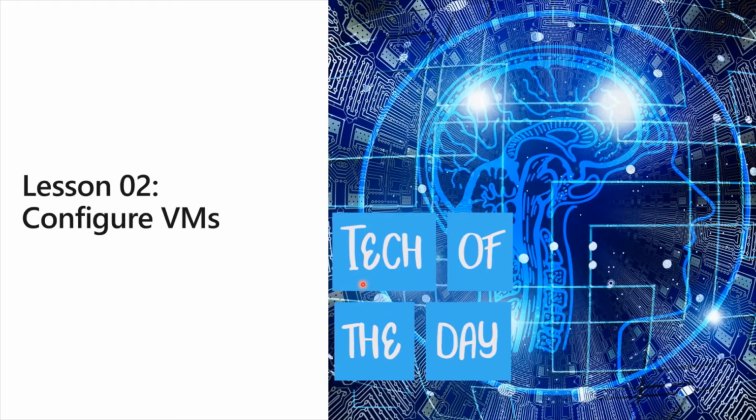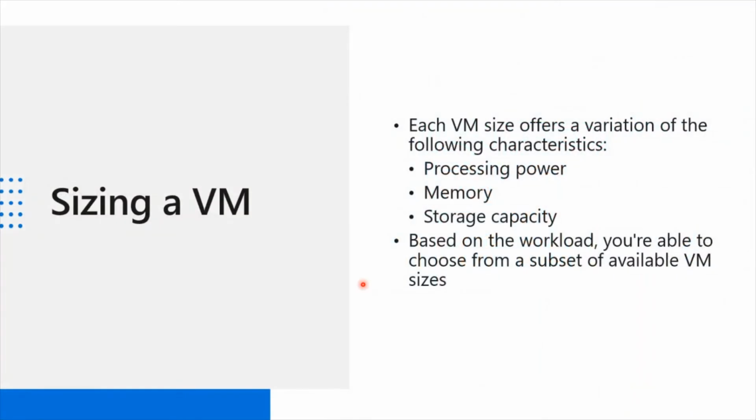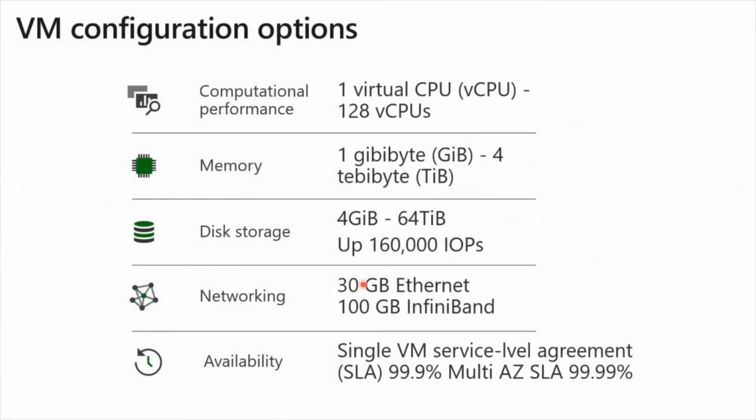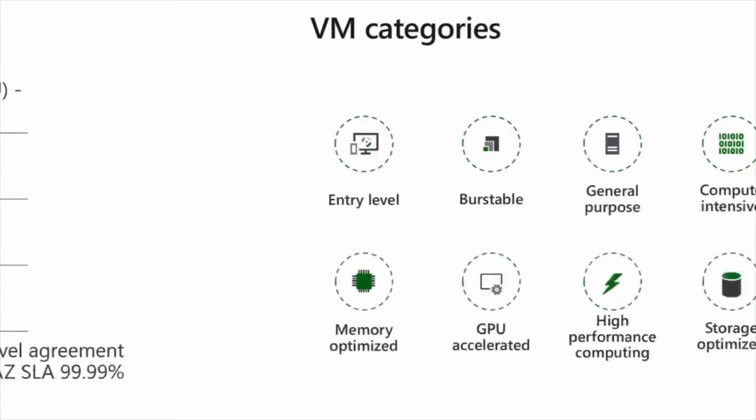So to configure virtual machines, in this lesson we have sizing a virtual machine, so we can resize a virtual machine. Each VM size offers a variation of the following characteristics: processing power, memory, storage capacity. We all know. Based on workload, you are able to choose from a subset of available VM sizes. So we all know that. VM configuration options, we already saw that you have virtual CPUs, memory, disk storage, networking, and availability. All these things are considered when you select a size, a type of machine.